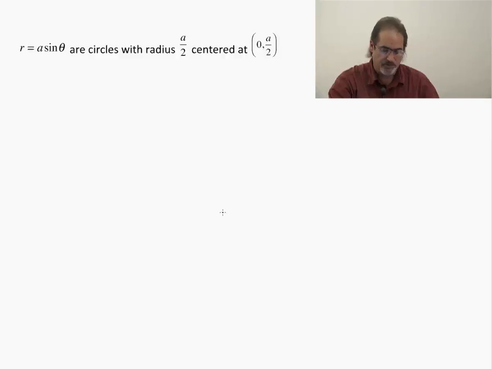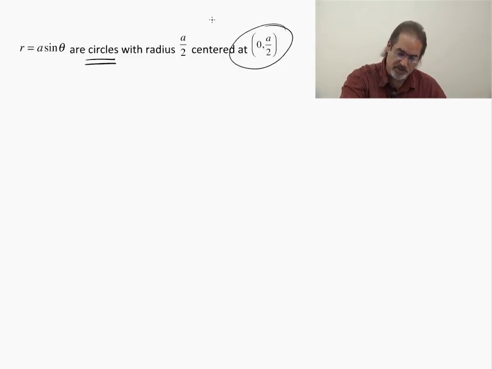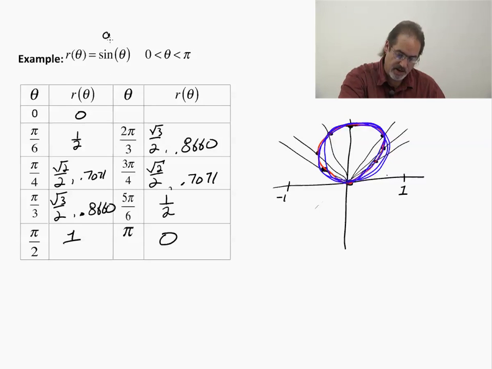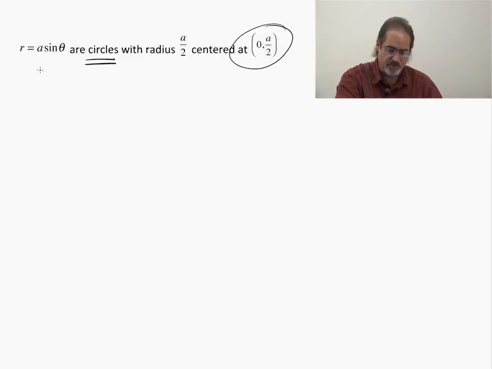Okay, in general, r equals a sine theta. All these guys are circles. The radius is a over 2, and it's centered at 0, a over 2. Well, the one we just did, in this case, a equals 1. So the center should be, in terms of x and y, at 0 and a half, which it is, because this was 1 up here. So in the center, that's a half. So polar functions of the form r equals a sine theta are again circles. The radius is a over 2, and that's going to be the center of the circle.